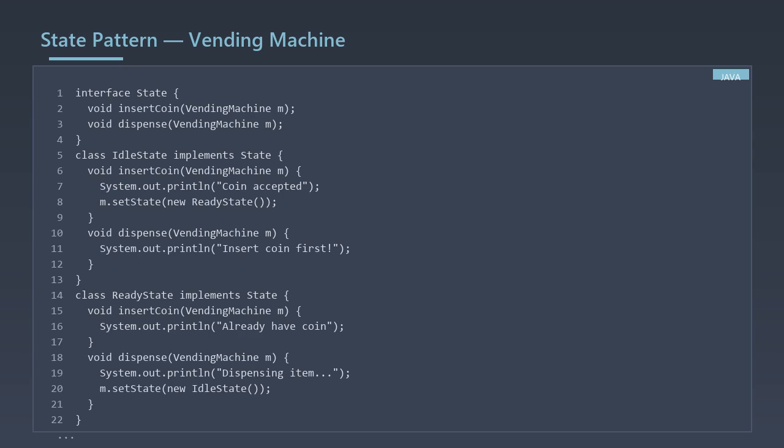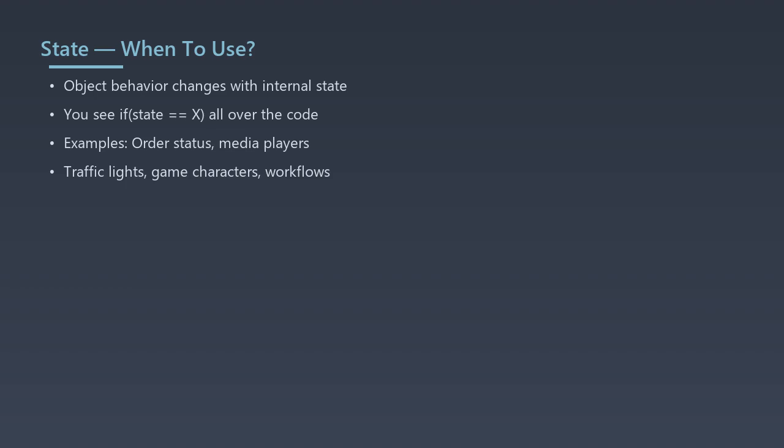Adding a new state like sold out state? Just create a new class. The existing code doesn't change. That's the power. Use state when your object's behavior depends on its internal state and you find yourself writing if state equals this, do that, else if state equals that, do something else, scattered across multiple methods.